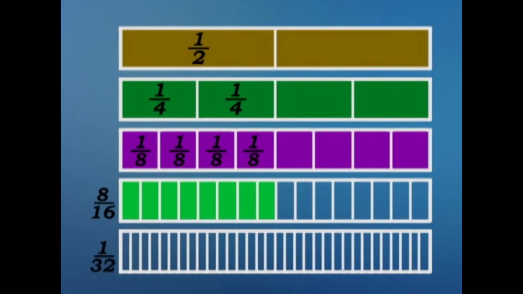If we take the same block and divide it into 32 equal parts, like this, how many parts that are 1/32 are the same as 1/2? Can you work it out? 16. 16 32nds are the same as 8/16, as 4/8, and as 2 quarters. They're all the same as 1/2.